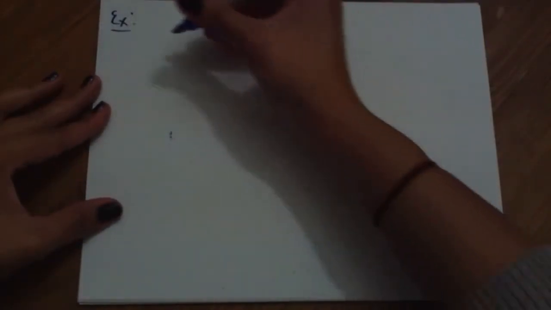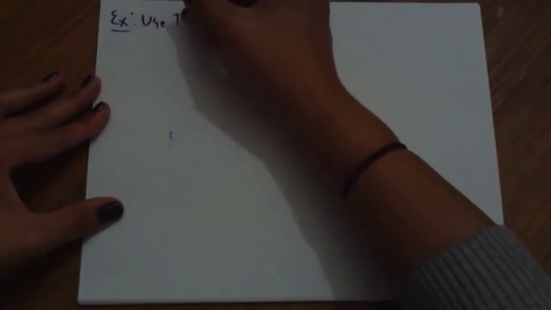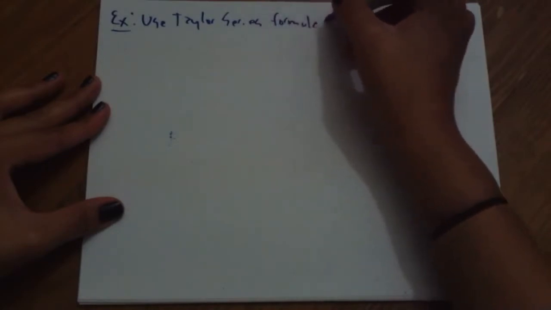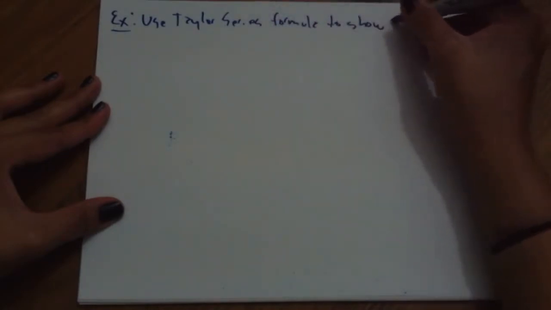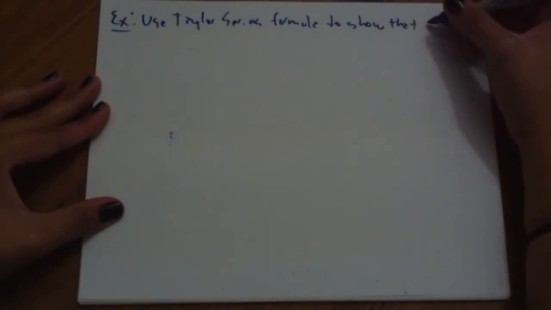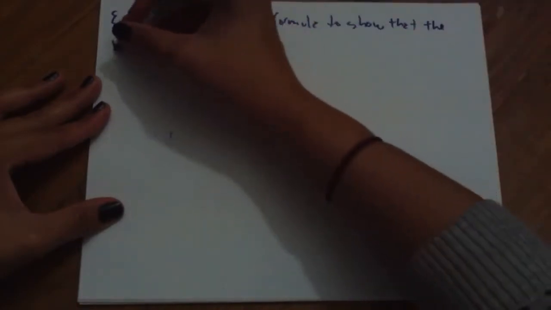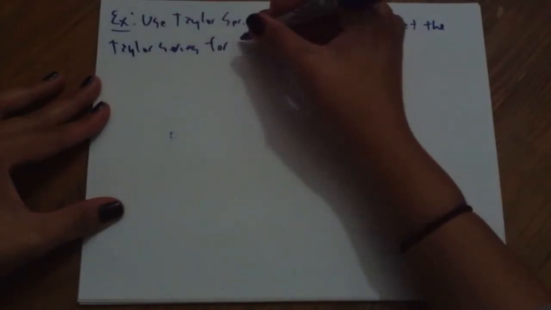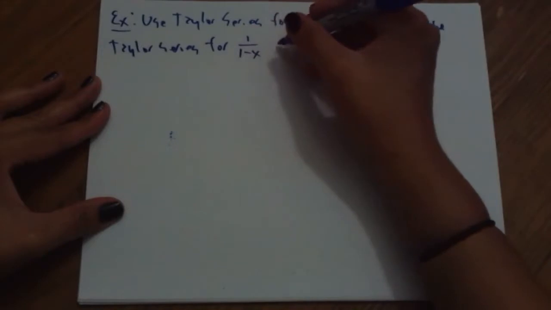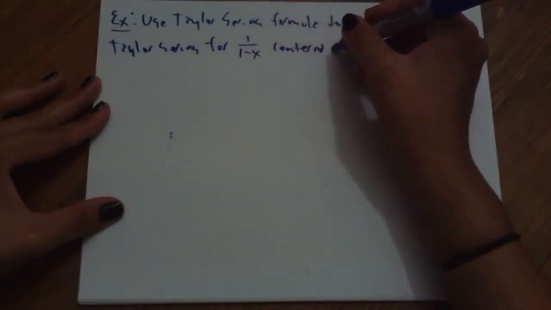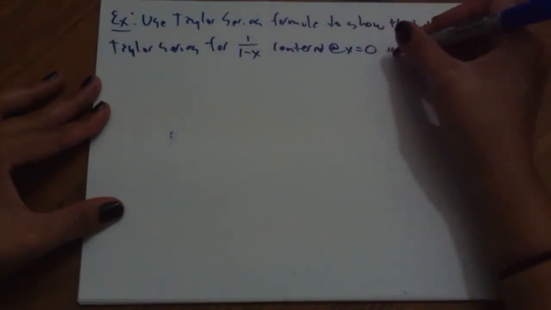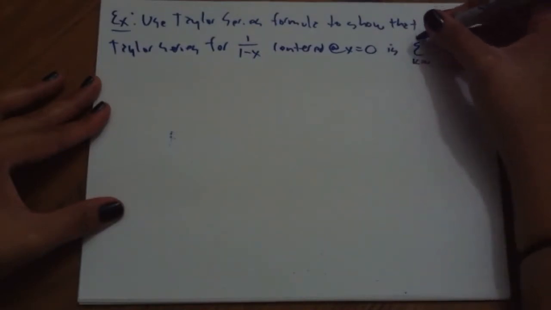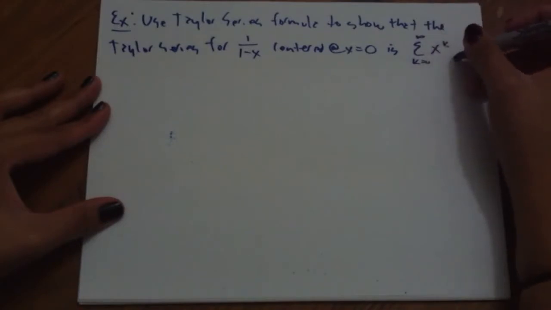We'll try one that's kind of familiar. Let's go ahead and use my Taylor series formula to show that the Taylor series for the function 1 over 1 minus x centered at x equals 0 is, well, we've worked with this before. We've said over and over again that this just looks like x to the k.